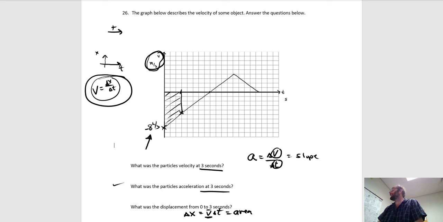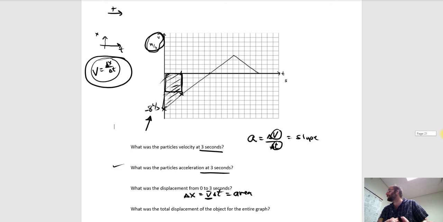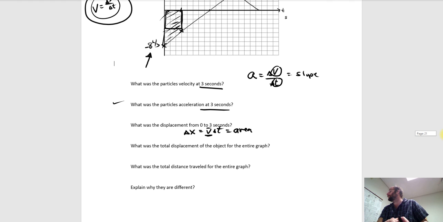Now, that is a trapezoidal area. If you're not familiar with that, you can go back to my video on how to find the area of a trapezoid, and I'm not going to cover that now. Or you can just do a rectangle and a triangle. It's perfectly acceptable to say, all right, there's a rectangle, what's the area? Here's a triangle, what's the area? That's perfectly acceptable as well. So that should get you through that one. I'll scroll down and see, is there another question here? Ooh, a couple more. Total displacement for the entire graph.